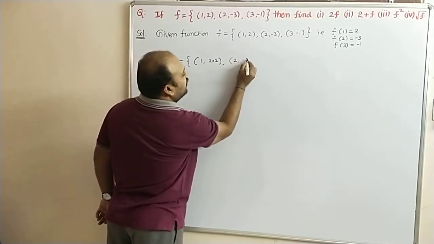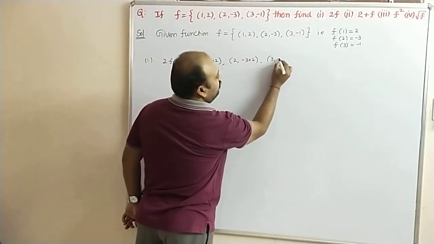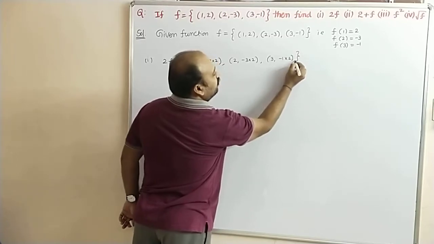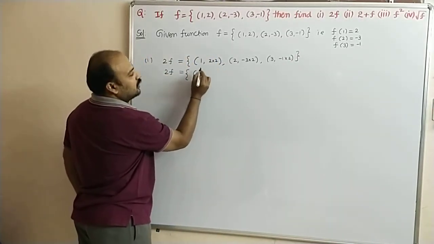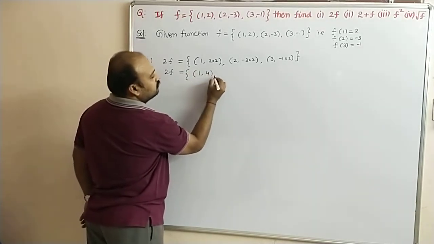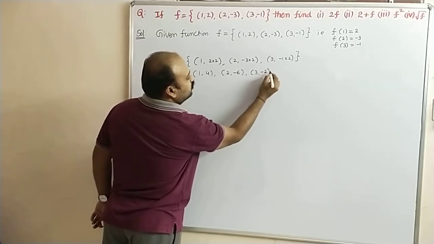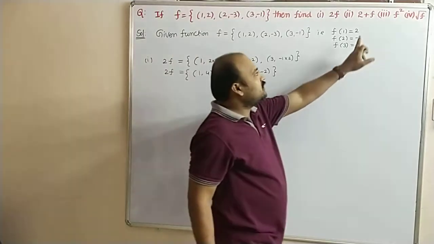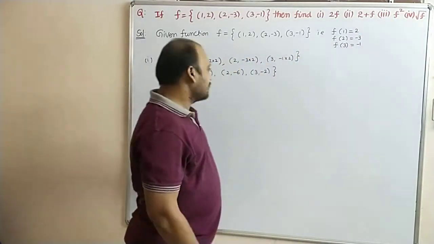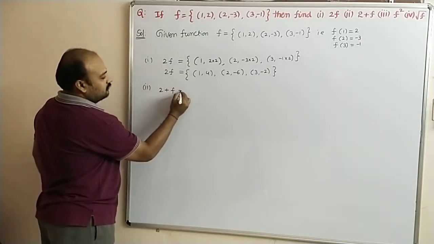2 comma minus 3 into 2. 3 comma minus 1 into 2, which is equal to 2f: 1 comma 4, 2 comma minus 6, 3 comma minus 2. This is about 2f. Next, 2 plus f. Similarly, 2 plus f.